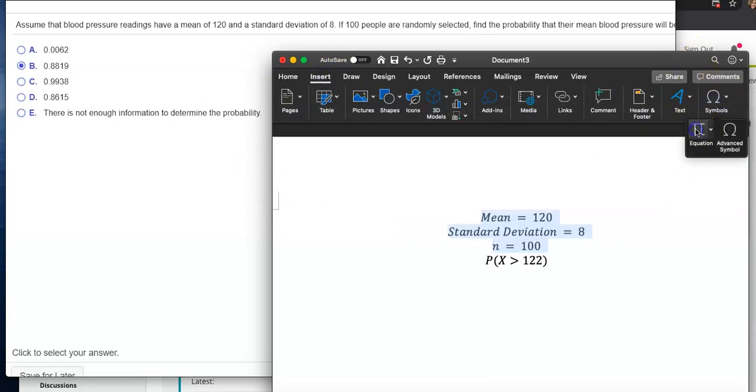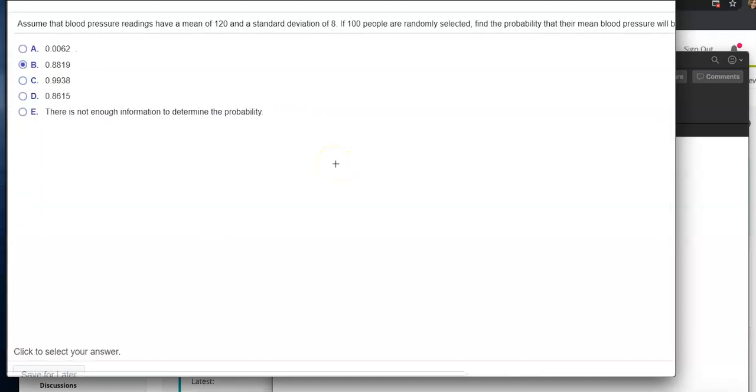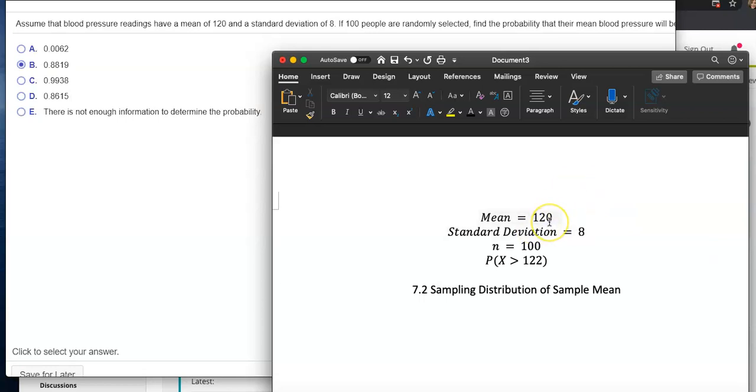And if you're wondering which section you should be looking at for this note, I think this one was 7.2. Yes, this is the sampling distribution of sample mean. If you want to look at the notes on that section, it's going to be that section right there. We have the mean and the standard deviation of the population, though, because they said assume that blood pressure readings have a mean of 120 and a standard deviation of 8. We shouldn't be using 120 and 8 for mean and standard deviation when we're doing the sampling distribution of sample mean. Remember, there is a formula.